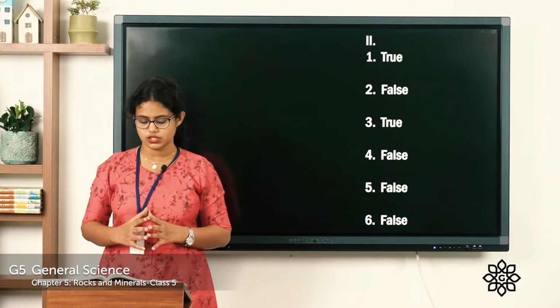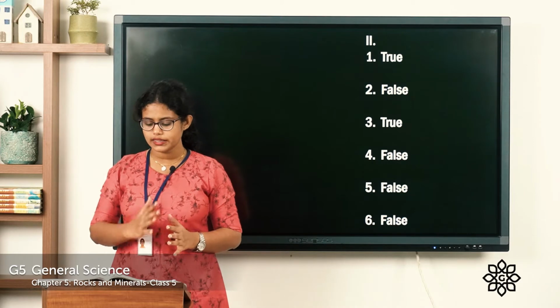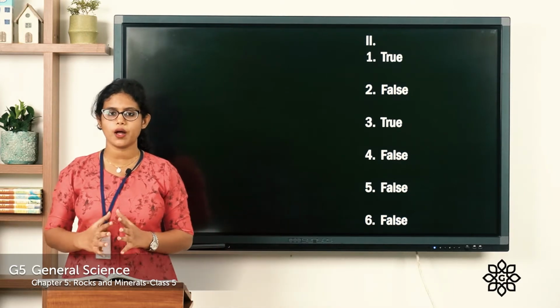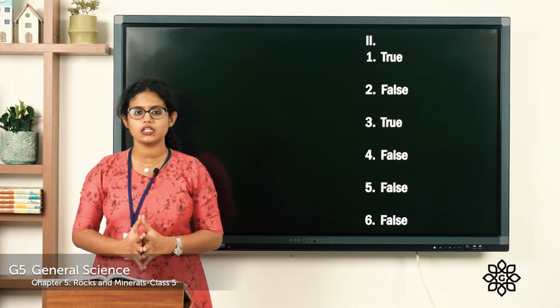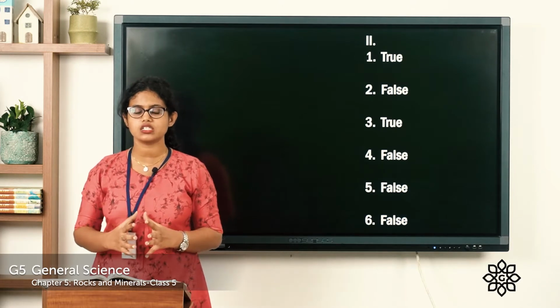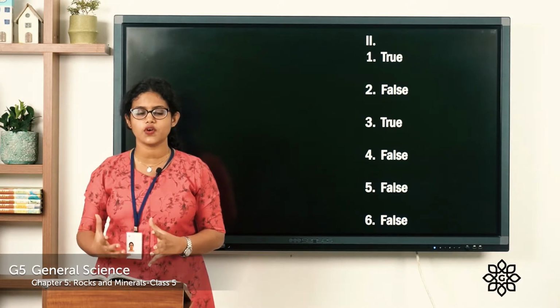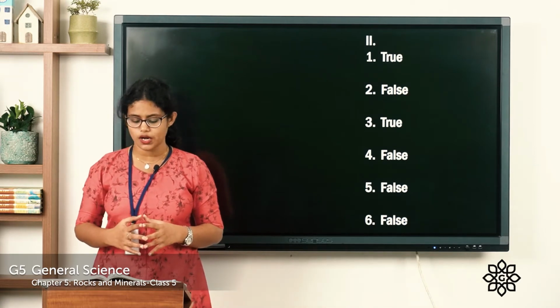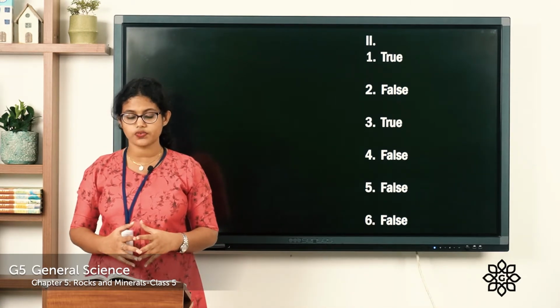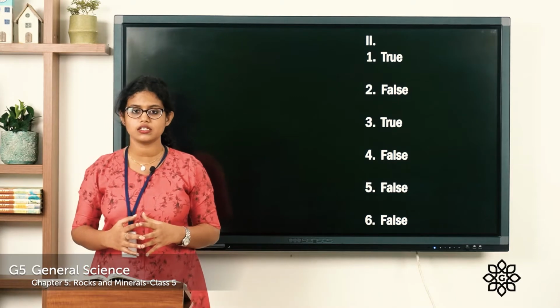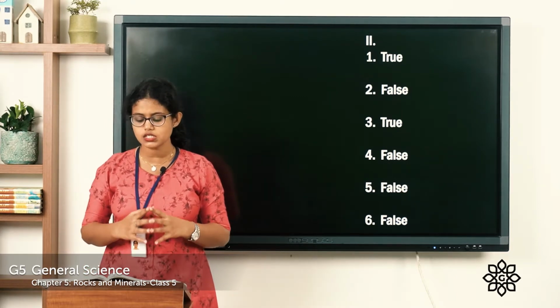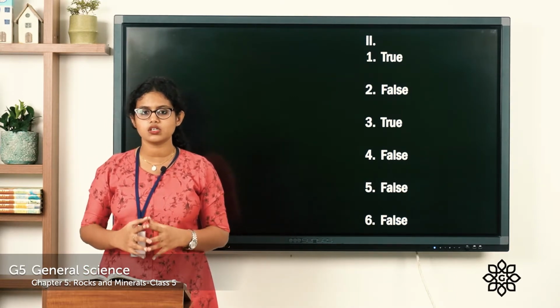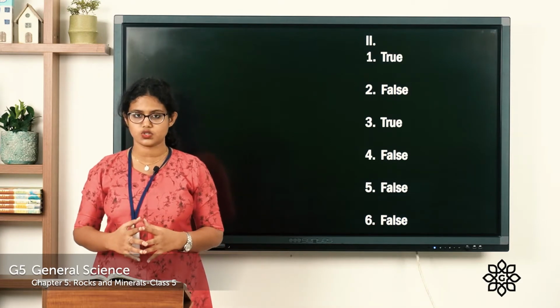Moving to the third question. The only rock that floats on water is pumice. So what is the answer? The answer is true. As the rock is very light, it can easily float on water. So the answer is true. Coming to the next one. Quartzite is formed from limestone. So is the answer true or false? The answer is false. Why? Because it is formed from sandstone.